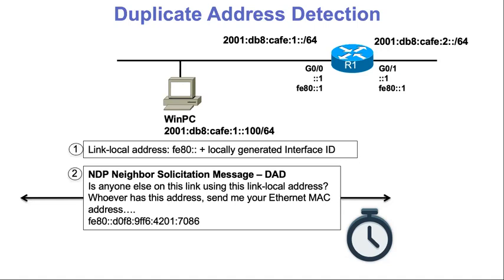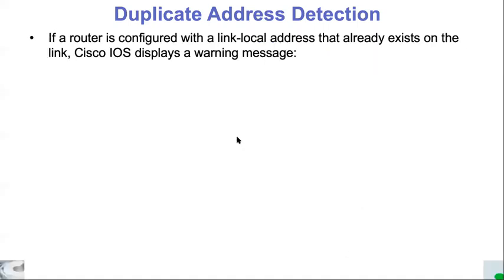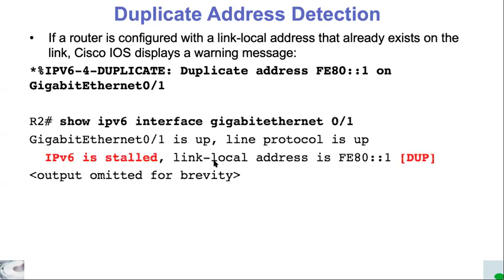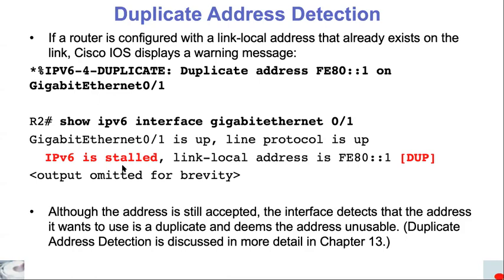And although it is only recommended, just about all operating systems will do this. Okay, if there is a duplicate, Cisco IOS will display, hey, there's a duplicate address. And it'll actually say, I've installed this address, but I've made a note, hey, this is a duplicate address, FE80::1. And although I've installed it, I'm not going to use it. Okay, so it's unusable.